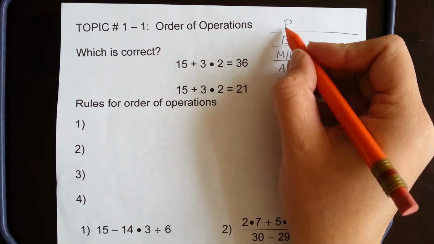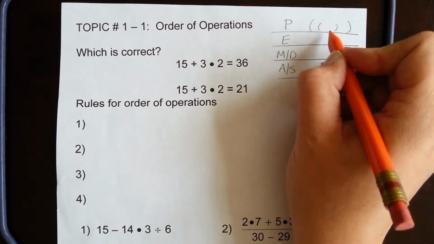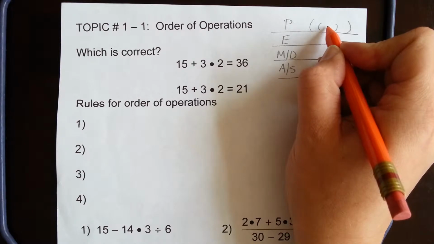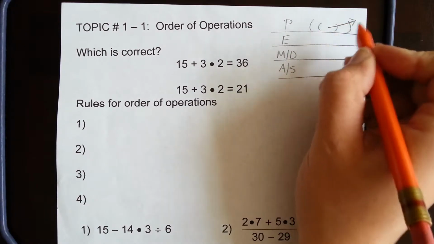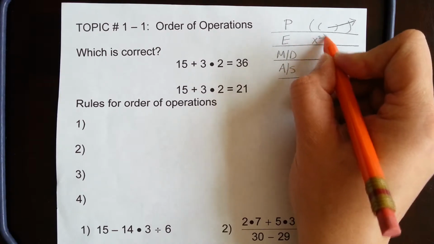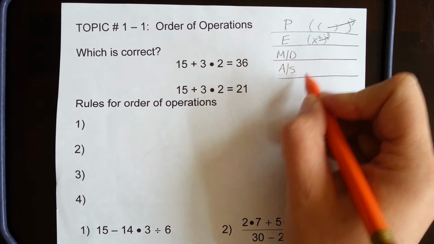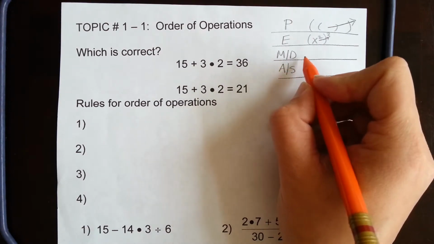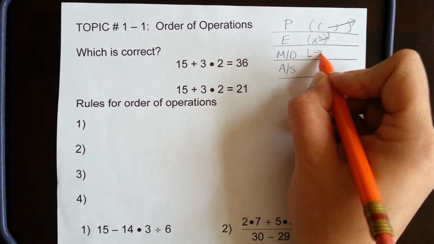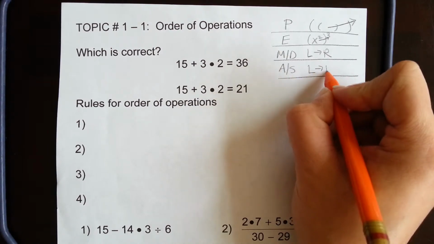Just a reminder, if you have more than one set of parentheses, like you have a set of parentheses inside of a set of parentheses, you want to work from the inside out. If you have more than one set of exponents, you also want to work from the inside out. When you're doing multiplication and division, you want to do those in order from left to right. And same thing with addition and subtraction, in order from left to right.